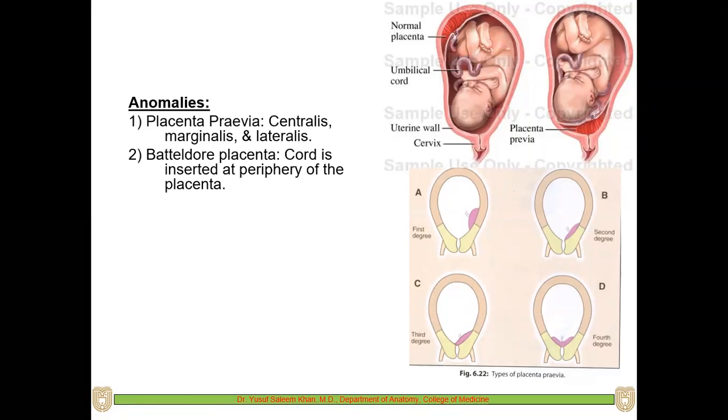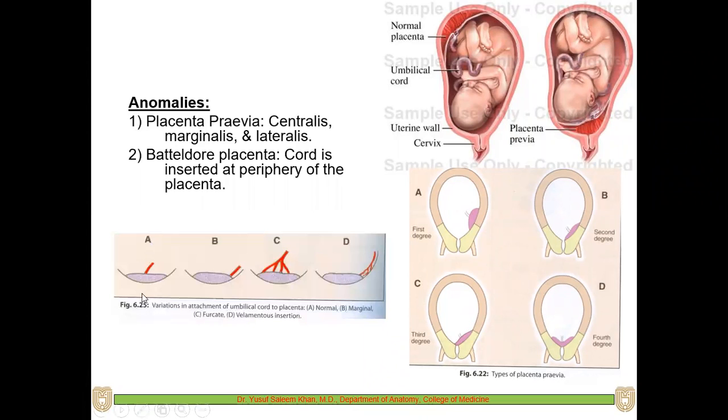The second kind of anomaly is called the battledore placenta. The cord is inserted at the periphery of the placenta. As I said before, normally the placenta will be here, and the umbilical cord will be at the center or slightly away from the center, but near the periphery. This is where it is called marginalis. This is the normal one, and this is the marginal one.